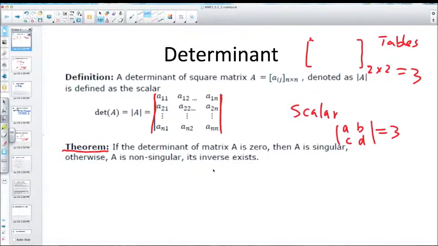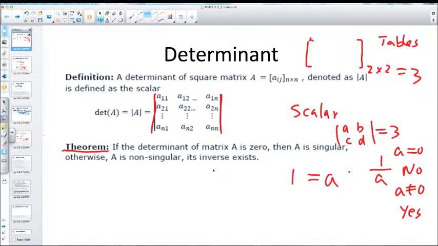So instead of looking at the matrix itself being 0, we look at the determinant. If you talk about a number, does this number A have a reciprocal? The answer is yes or no, depending on what your A is. If your A equals 0, the answer is no. If A is not equal to 0, the answer is yes. You can find A times 1 over A equals 1.